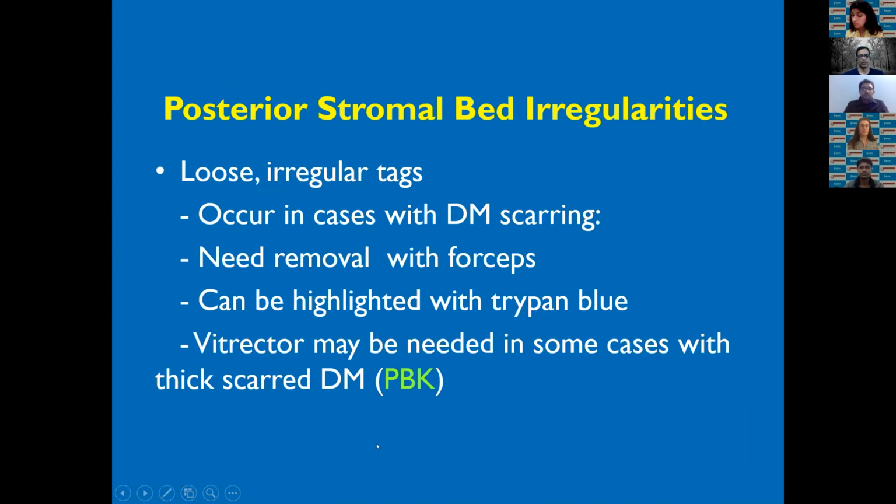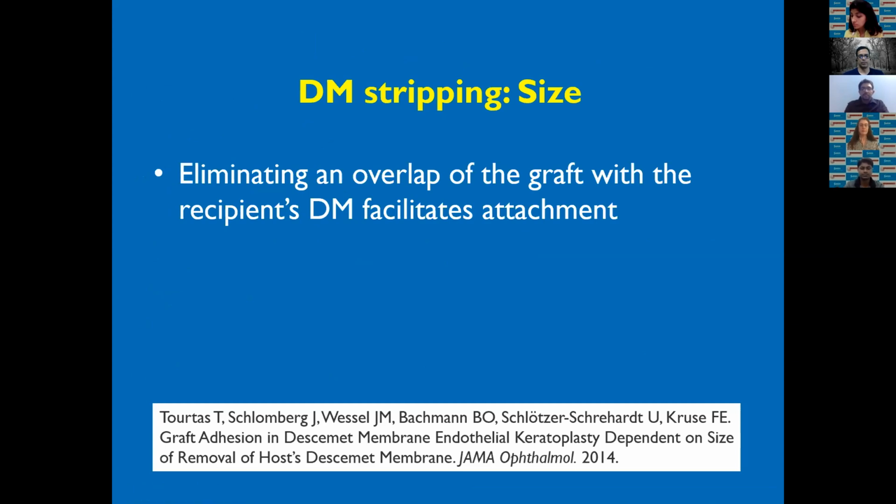Now, why this is so is because eliminating an overlap of the graft with the recipient Descemet's membrane facilitates the attachment of the graft. So this particular aspect is important for DMEK, not so much relevant for DSEK, where you can even do a non-stripping DSEK.